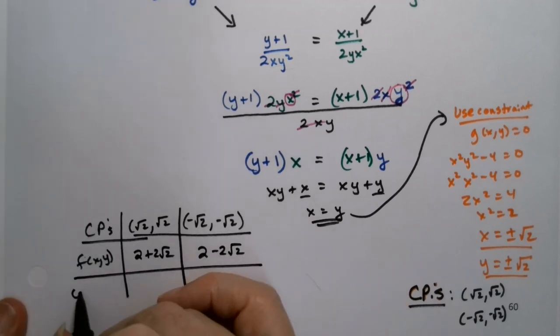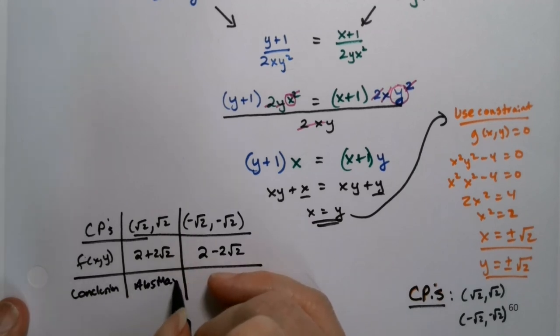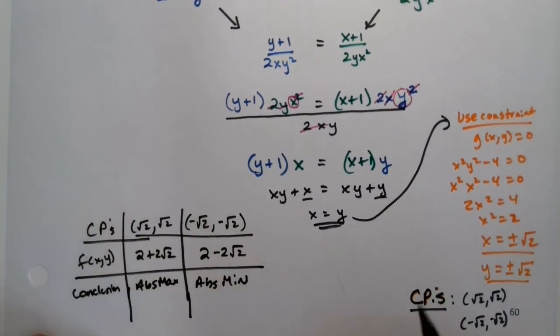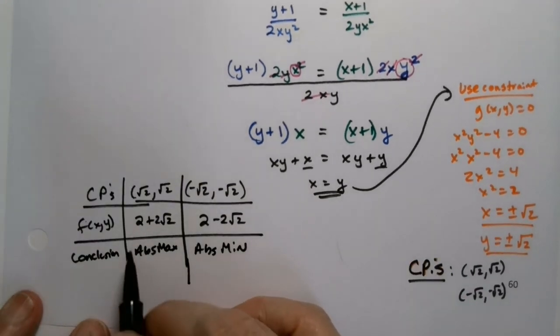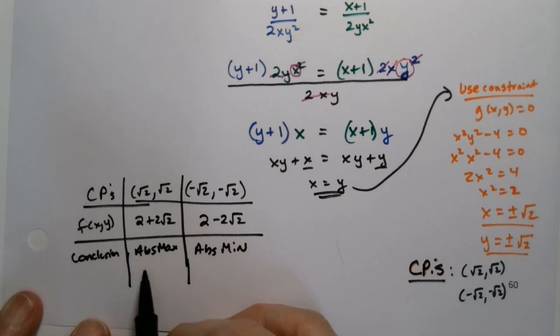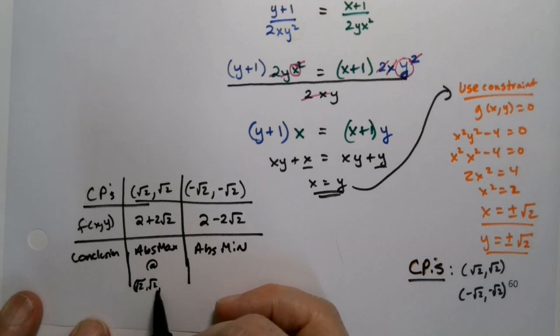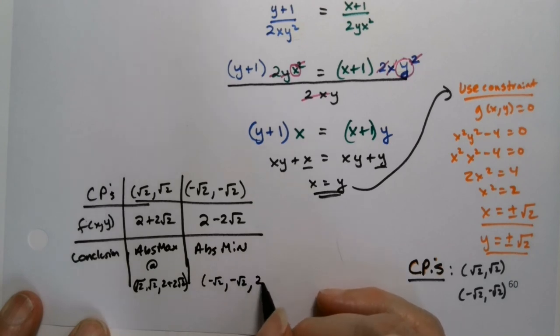And so your conclusions are exactly the same. We have an absolute max. We have an absolute min. So that piece doesn't change. What the Lagrange method is doing is changing how we get to those critical values. Another nice piece is that it avoids the long derivative and it avoids the substitution. So it avoids some things that the other method uses. Sorry, this is square root of 2, square root of 2, 2 plus 2 square root of 2. And this one's negative square root of 2, negative square root of 2, and then 2 minus 2 square root of 2.